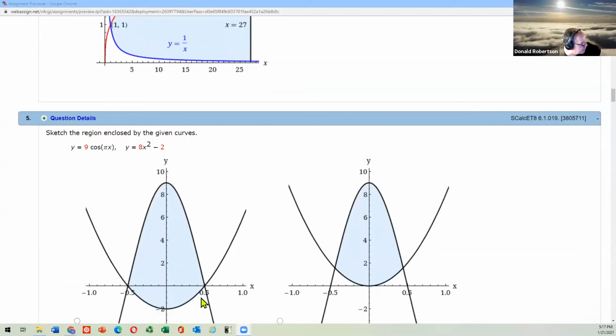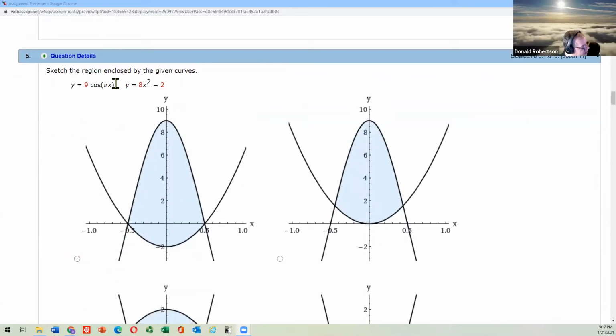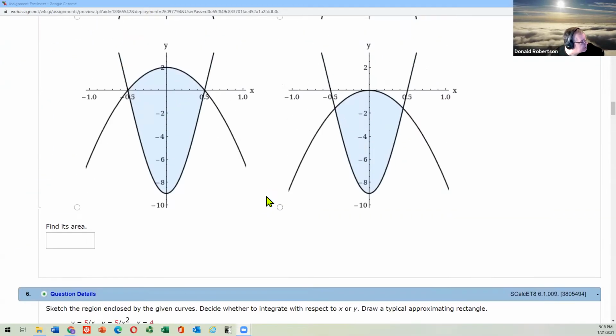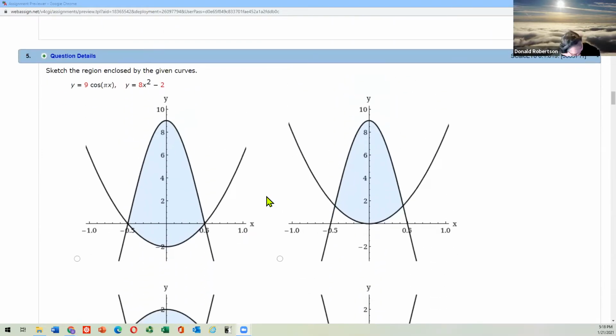And here's one with a cosine, which is one I think I'm going to do now. 9 cosine pi x and 8x squared minus 2. Right, that's a pretty ugly one. I think I should do that. Are we good? Let's do that one. Now I'm just going to write down the key information. And the curves I'm going to be doing are 9 cosine pi x. And the other curve is going to be 8x squared take away 2.